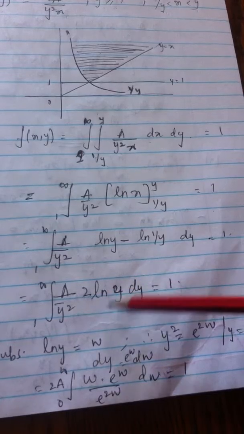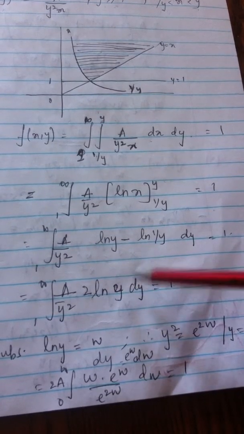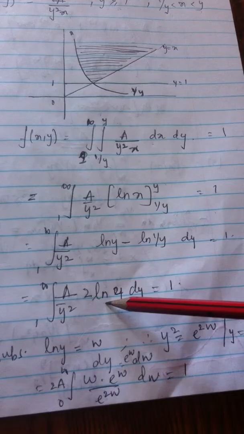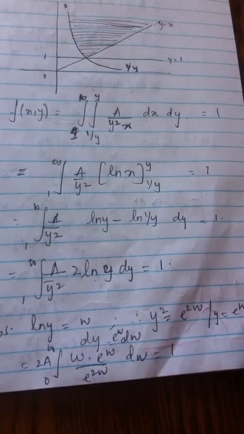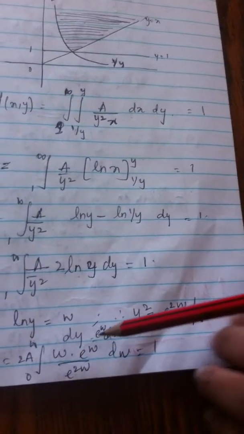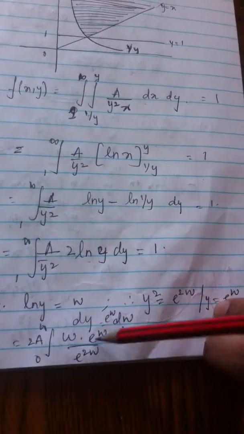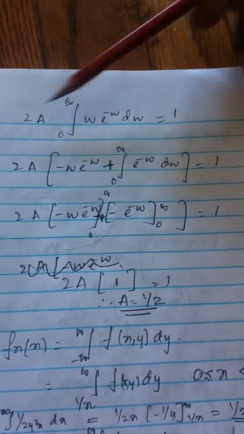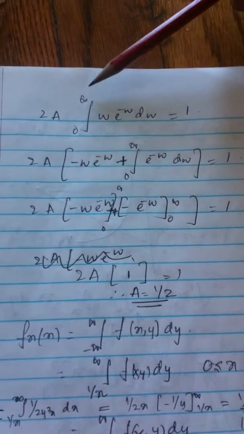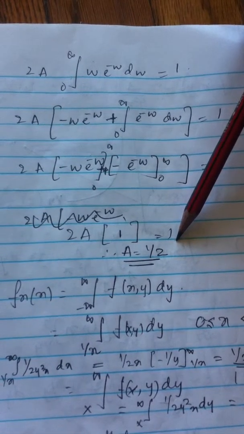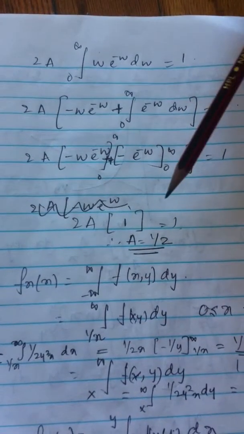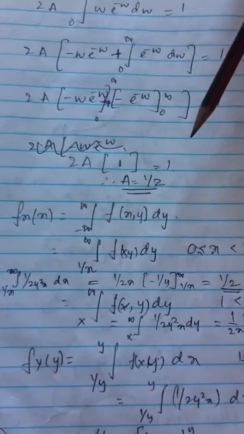Now for this one we use the substitution method, wherein ln y is equal to w. Therefore y square will be e raised to power 2w and y is equal to e raised to w. And when we substitute the values here, this gets reduced to e raised to minus w and 2a, and the limits will change from 0 to infinity. Therefore when we integrate this, we get the value of a as 1 over 2.